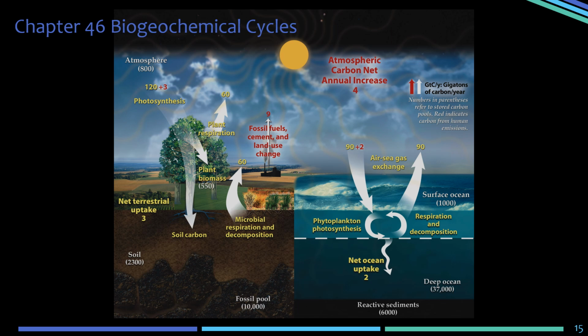Biogeochemical cycles are processes that transfer, transform, and transport major chemicals throughout an environment. The four major biogeochemical cycles are the carbon cycle, the nitrogen cycle, the phosphorus cycle, and the water cycle. We are not going to cover the water cycle this semester. We are going to focus on the other three.